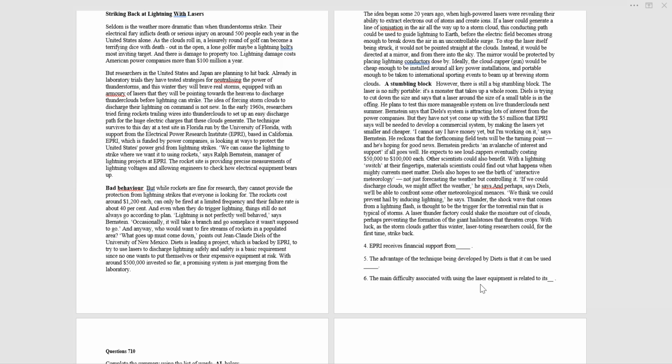Right, then the main difficulty associated with the laser equipment. We're talking about the equipment itself. This is about the behavior of the lightning. The whole paragraph, you read it. This is not about the laser equipment itself. So here, when it starts talking about, however, there is still a big stumbling block. The laser is not nifty portable. It's a monster that takes up the whole room. DIET is trying to cut down the size, right? That means DIET's laser equipment. And the major difficulty with this is that it is a monster which takes up the whole room. So if I have to pick up a word here, the main difficulty associated with using the laser equipment is related to its size.